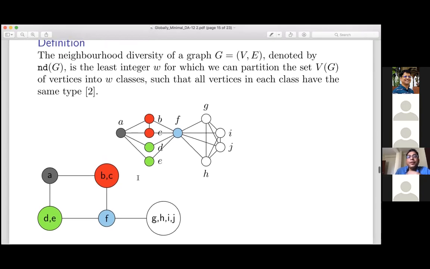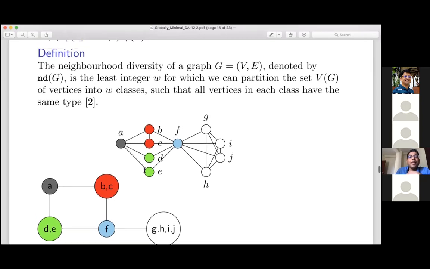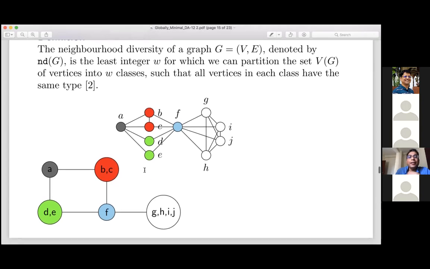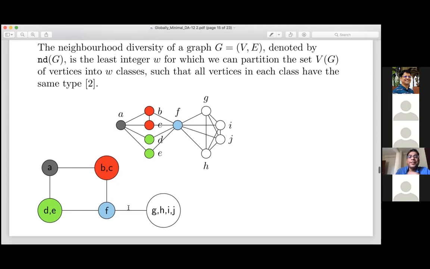Now, what is the beauty of this? The original graph has n vertices. If I know that the neighborhood diversity of my graph is k, then the number of vertices in my type graph is k. So I have reduced from n vertices to a new graph which has only k vertices. This is helpful because now I have to deal with a graph with k vertices, which is the parameter of the problem.